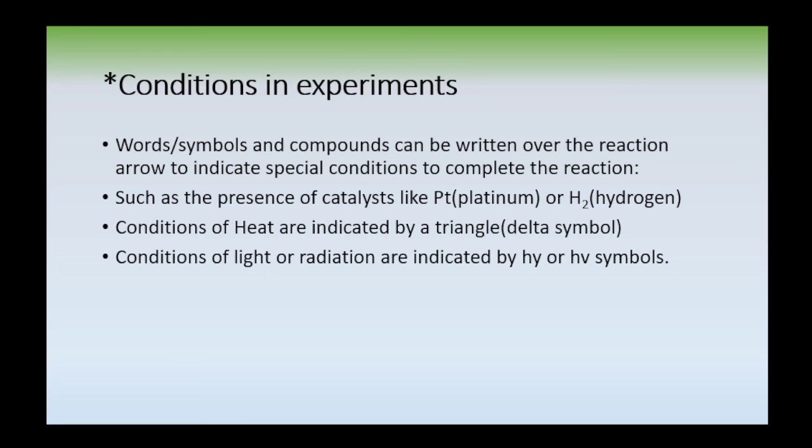We also talked about how to identify conditions in experiments. Words and symbols and compounds can be written over the reaction arrow to indicate special conditions to complete the reaction, such as the need for catalysts or heat. The presence of catalysts like platinum or hydrogen, you would write that symbol above the arrow. Or if you needed conditions of heat, you could indicate it with a triangle, or you could write the word heat. Additionally, you could write conditions of light or radiation by writing these or indicating with symbols like hv.